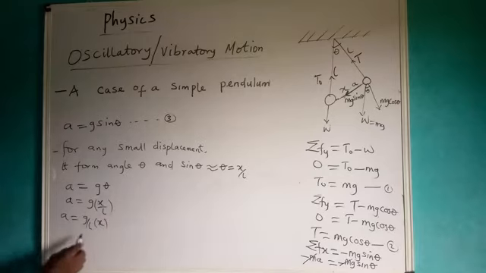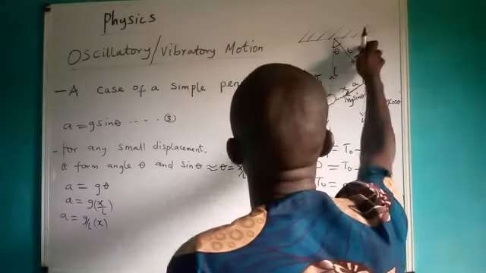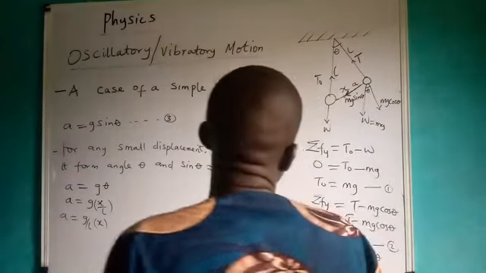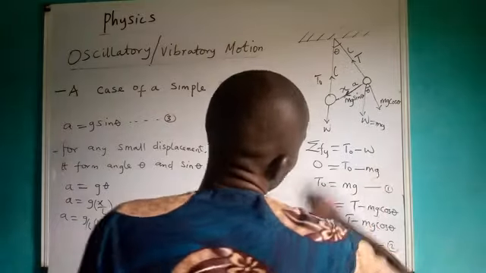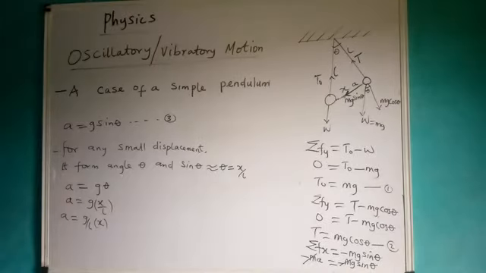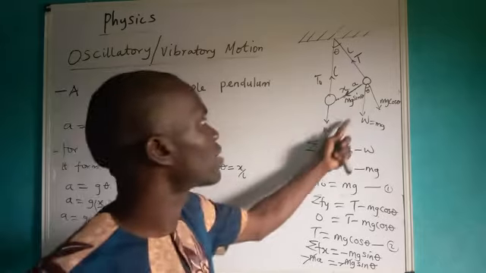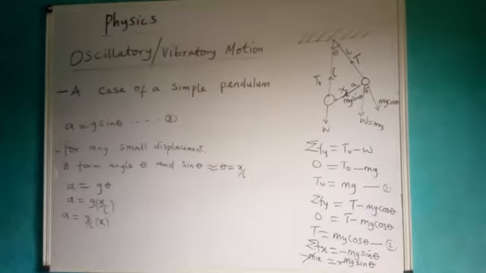The only thing constant here is g over L. Remember, I told you that the length is constant, and if the length is constant, it means we also have another thing that is constant, which is g, the acceleration due to gravity. So the only things constant in this pendulum are g and L.